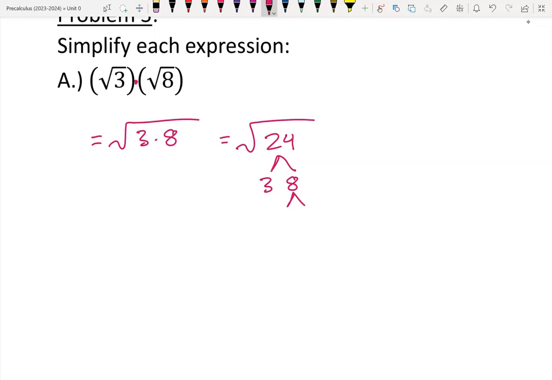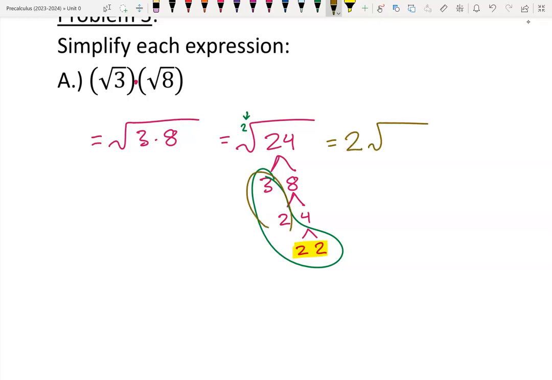And keep on breaking up until you get to a prime factorization. So 8 is 2 times 4, and 4 is 2 times 2. Now you want to go with what the index says. So here I have a hidden index of 2. So I look for pairs at the ends of our branches. Do we have any pairs? And I do, right here, 2 and 2. So we take out a 2 from that pair, and then anything left over goes back inside and multiplies. So 3 times 2. So that is 2 square root of 6 as the answer there.